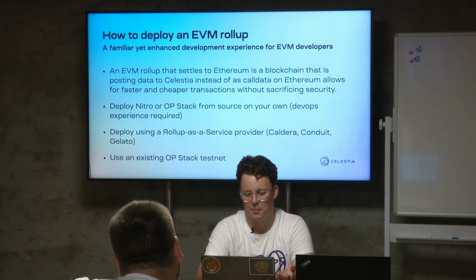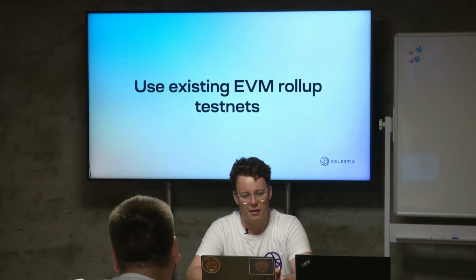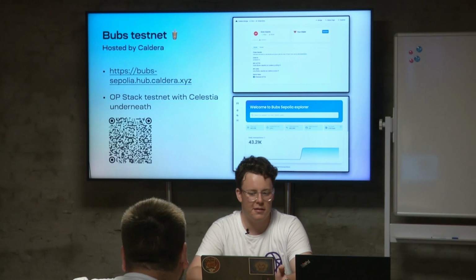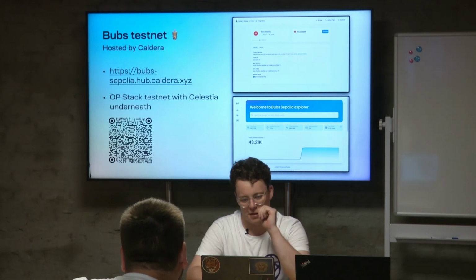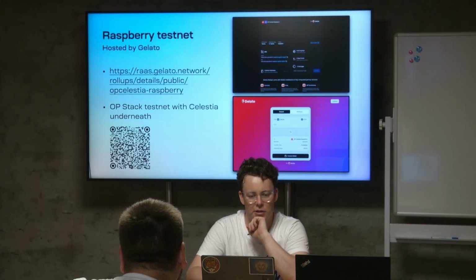You can also play around with an existing OP Stack testnet, such as Bub's testnet. This is an OP Stack testnet with Celestia underneath, hosted by Caldera. We also have Raspberry testnet, which is an OP Stack testnet as well. And then we have some Arbitrum Nitro testnets in the works.